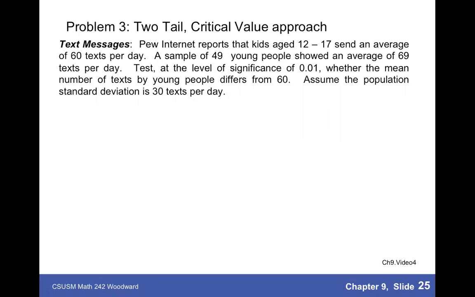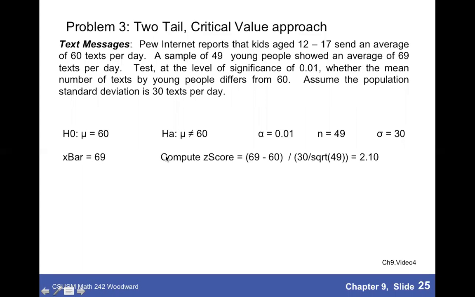And this is a two-tail critical value approach. The summary of the problem is here, and you read the problem and get all this data from it. Now we have to compute the Z-score. The X bar was 69, mu is 60, so 69 minus 60 divided by the population standard deviation over square root of n, which gives 2.1.